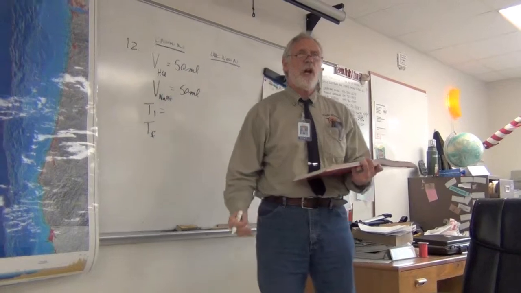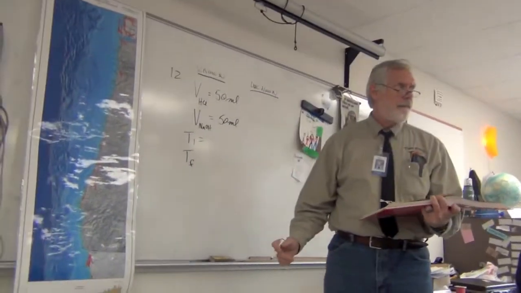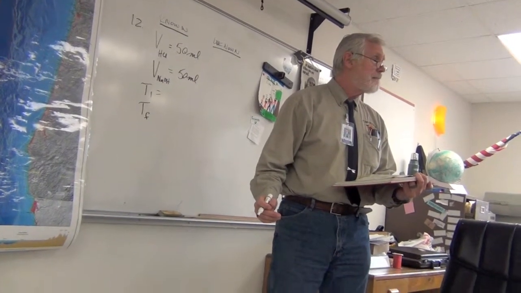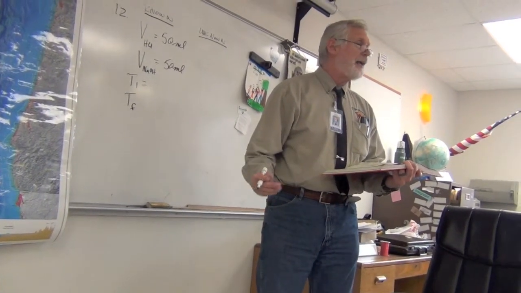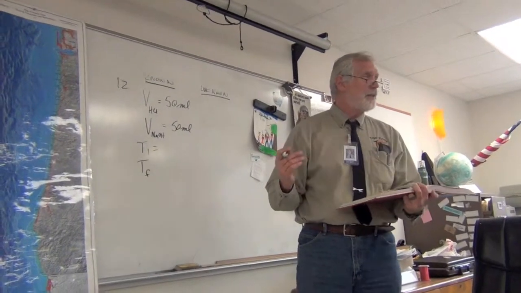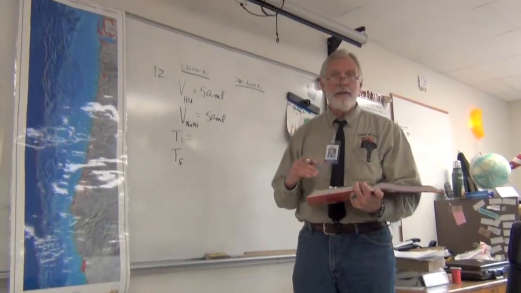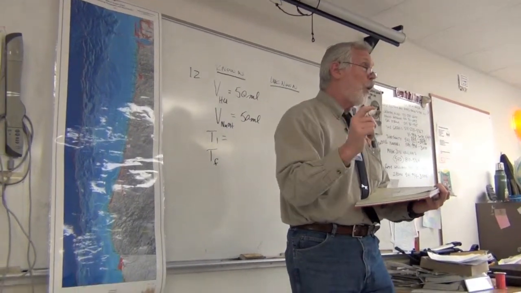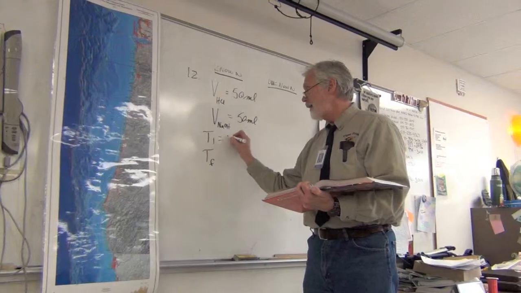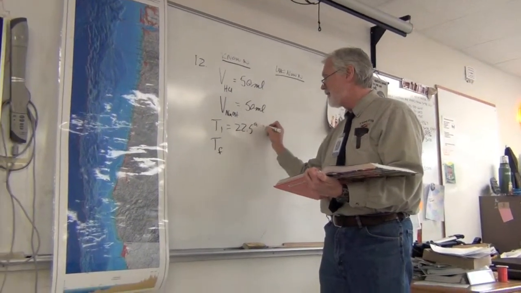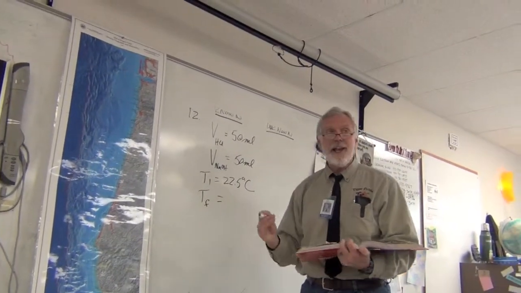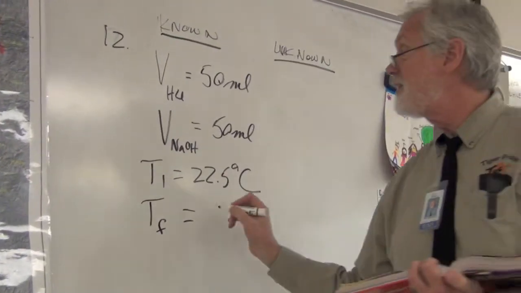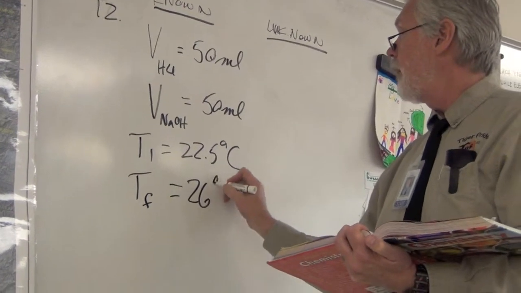What's the temperature at the start? It is 22.5. Do you see where we get that? That's the temperature of the solutions before we mix them together. So that is 22.5 degrees Celsius, right? And what does it end with? Exothermic heats up the surroundings, heats up the water, 26 degrees Celsius.